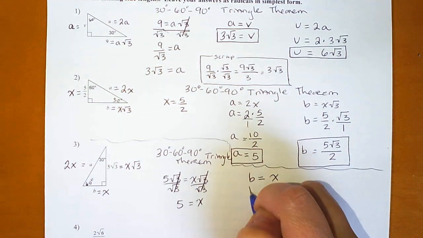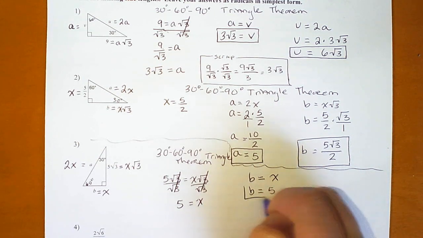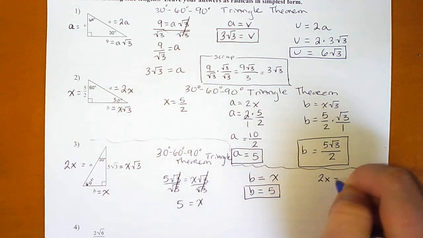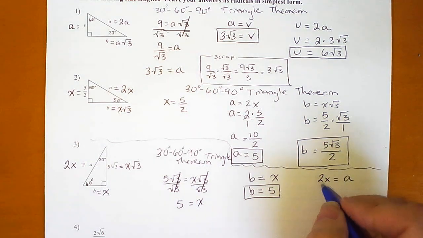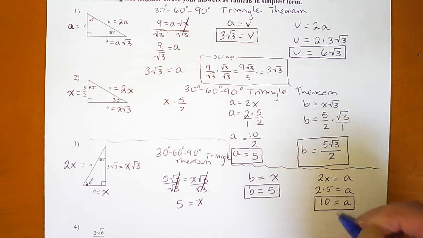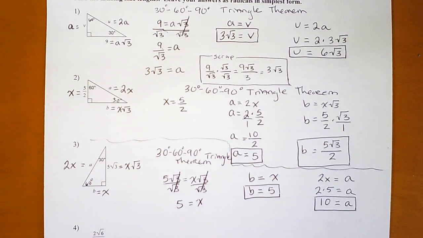B is equal to X, so that means B is equal to 5. And the longer leg, 2X is equal to the hypotenuse. And so we are going to substitute in the 5 where the X was. And we'll know that our hypotenuse is equal to 10. I hope this information was helpful.